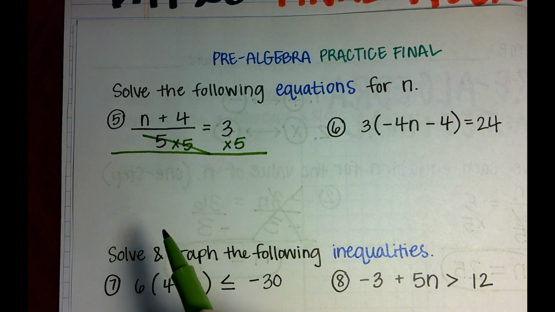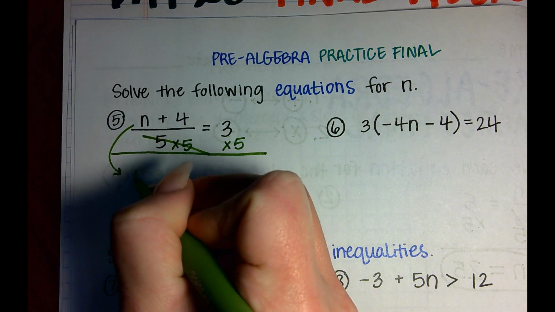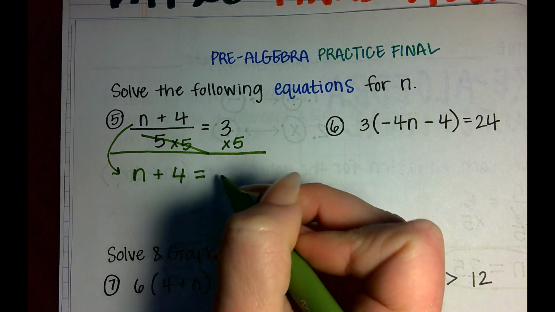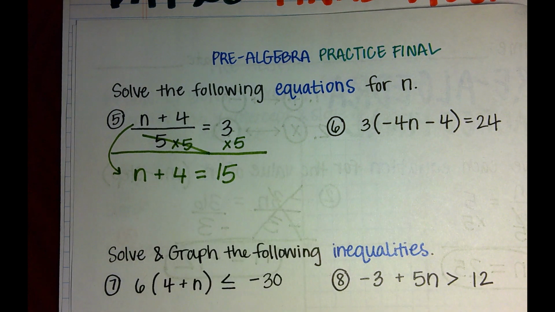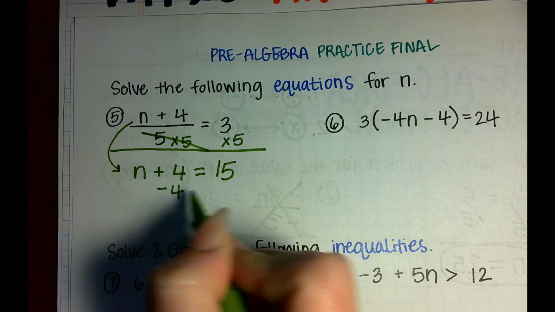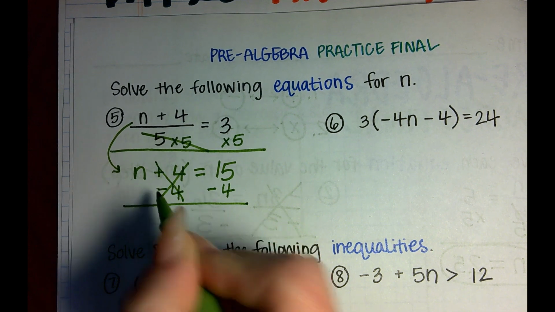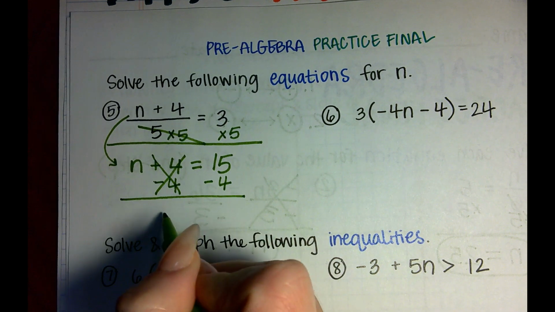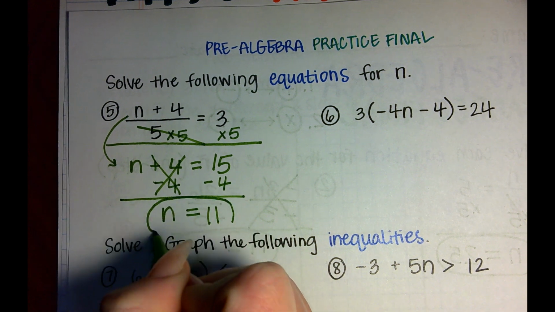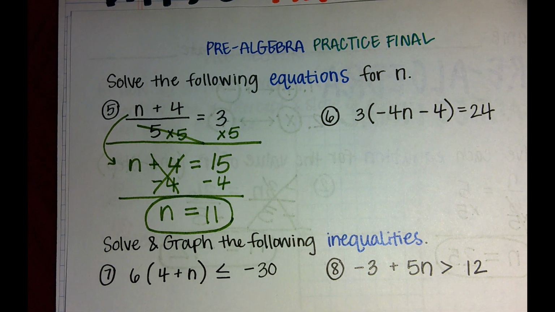So, n plus 4 equals 15. Good. So I'm just going to bring that down. n plus 4 equals 3 times 5 is 15. Minus 4. Good. Then we subtract 4. My 4's will cancel. n equals 11. Perfect. n equals 15 minus 4 is 11. Okay. There's number 5.